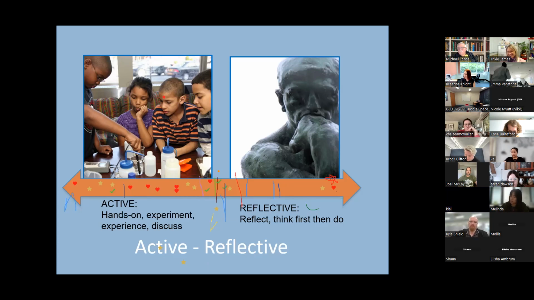Cool. Oh, we've got lots of active learners down this end. Oh, quite a few people in the middle, a few reflective. But yeah, active seems to be taking it out today. It's funny, every term it's different. Very good.